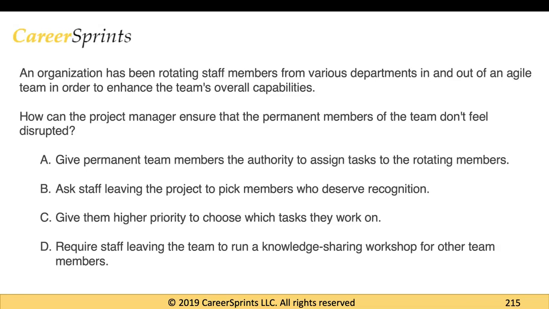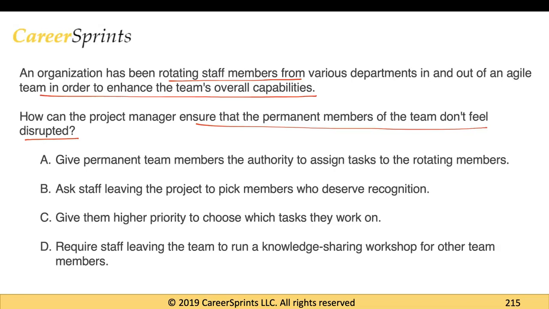So basically what's happening here is that staff members are being rotated in and out of an agile team. And the reason why that is being done is that they want to enhance the overall team's capabilities. And the question is, how can the project manager ensure that the permanent members of the team don't feel disrupted? So what you can do is you can take a few seconds and read through the question and choose your answer. All right, so let's look at the options now.